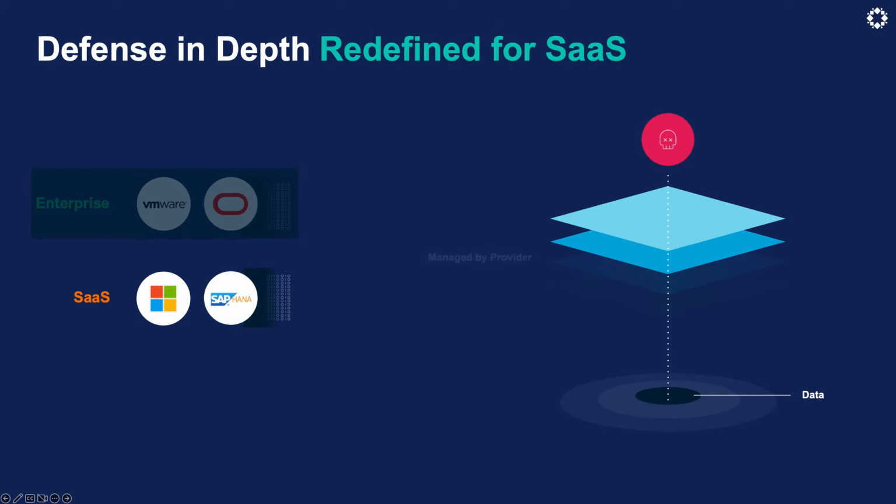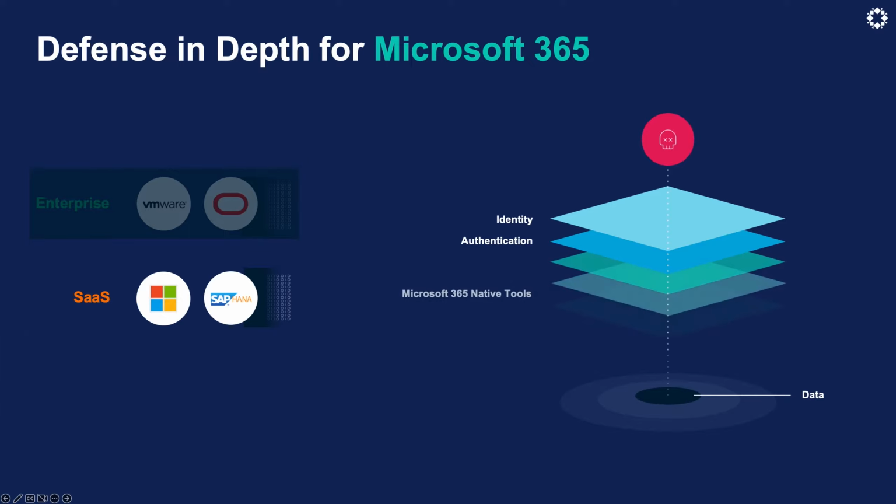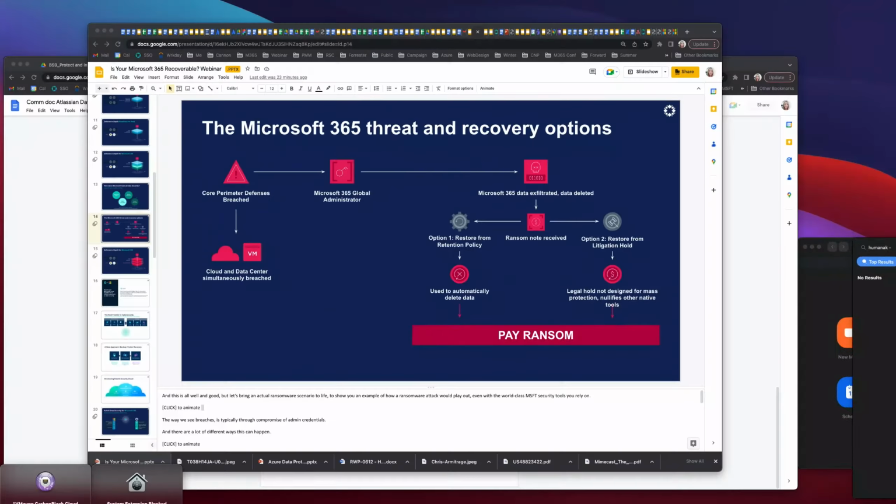So for the SaaS-based world, those layers become identity and authentication layers. And the main entry point into the SaaS-based world is your user credentials and user logins, what threat groups actually use to gain access. For Microsoft 365, you also have, of course, the Microsoft native tool set. And they do follow some important concepts of zero trust data security. So trust no one, assume compromise for protection.